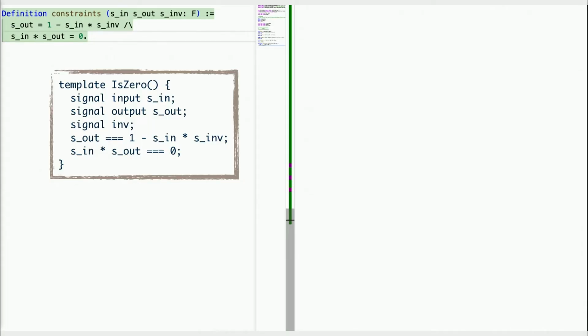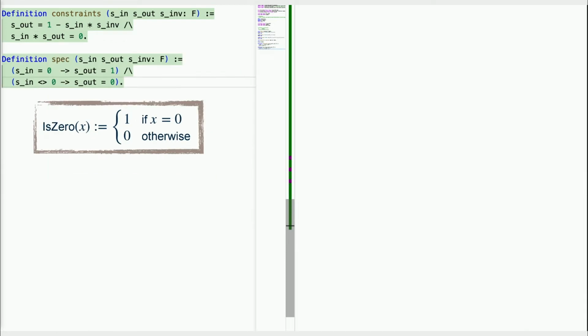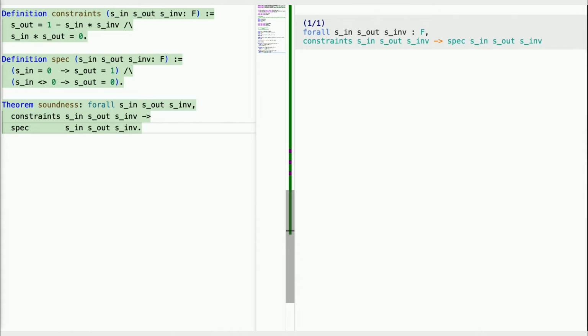So what we do first is that we take the Circom circuit and translate that circuit into Coq's language. You can see that this is a very straightforward translation. Each equation corresponds to one conjunct in the conjunction you see at the very top. So we translate the circuit, and we also write down the formal specification of is0, which is a very simple mathematical function. And then we state the soundness theorem, which says that for all the signals in the circuit, if they satisfy the constraints of the circuit, then they actually conform to the specification.